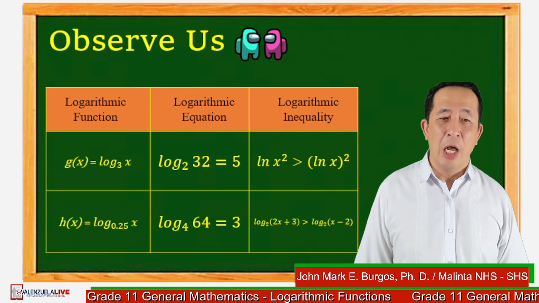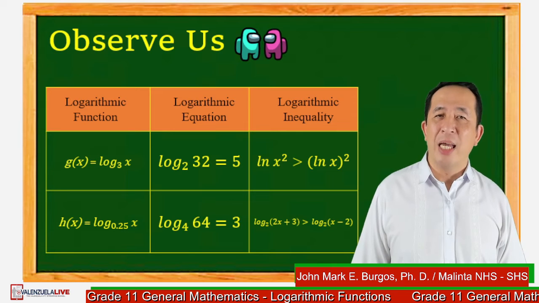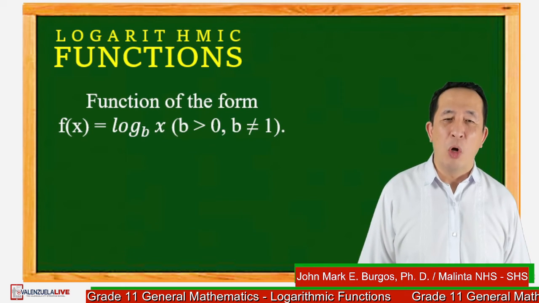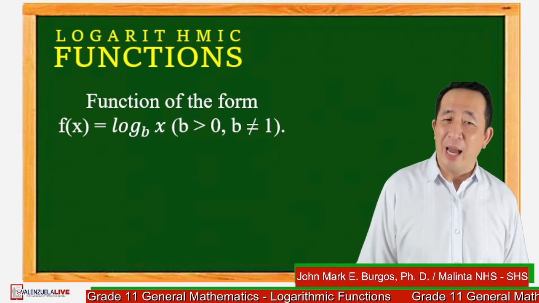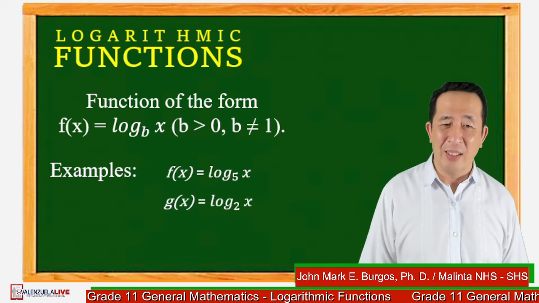The second one is logarithm of 2x plus 3 with base 2 is greater than the logarithm of x minus 2 with base 2. For the function of the form f of x is equal to logarithm of x with base b, where b is greater than 0 and b is not equal to 1, examples are f of x is equal to logarithm of x with base 5 and g of x is equal to logarithm of x with base 2.